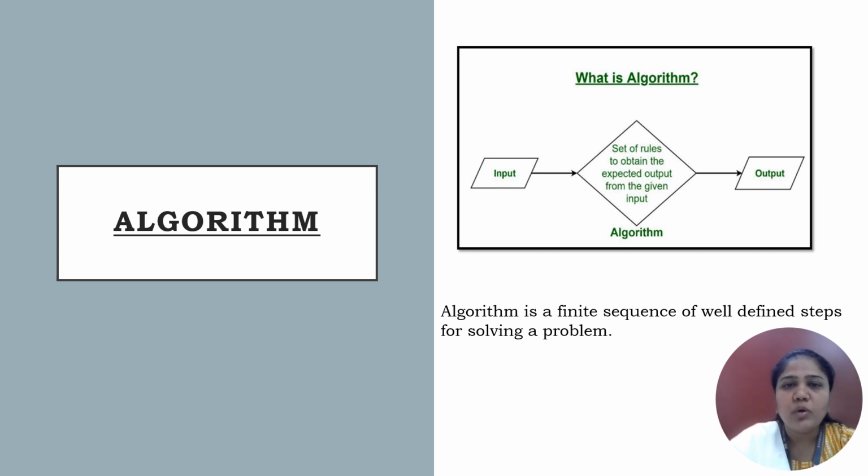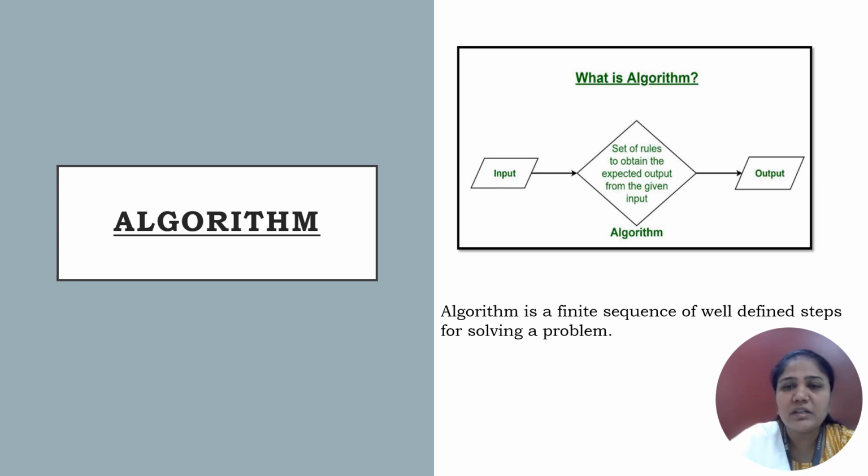Now, algorithm. What is an algorithm? When we talk about programming, first of all we make the steps for it, and only then make the code. So for that, the very first step is the algorithm. What is an algorithm? A finite set of instructions, a finite sequence of well-defined steps for solving a problem. Like in the figure, you can see there is an input. Then that input is given to some set of rules to obtain the expected output from the given input. And once all the set of instructions are performed, we get the output.